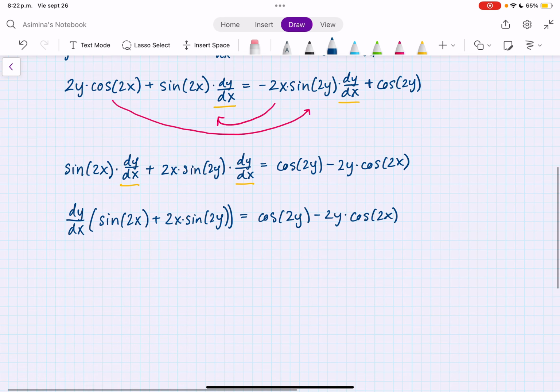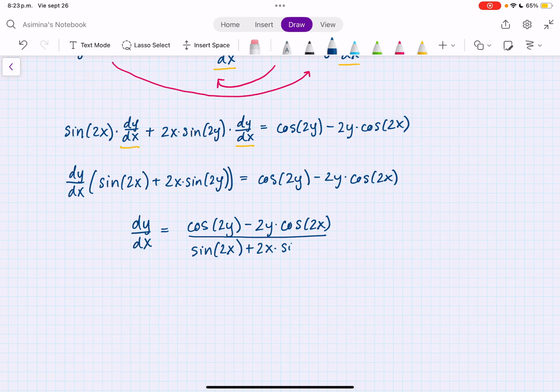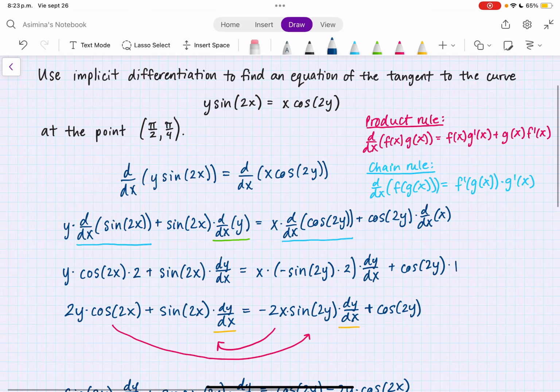Now I can divide both sides by sine of 2x plus 2x times sine of 2y to get that dy/dx equals cosine of 2y minus 2y times cosine of 2x, all over sine of 2x plus 2x times sine of 2y. Now, we've used implicit differentiation to find the derivative of the curve y times sine of 2x equals x times cos of 2y. However, we're not done with the problem yet.